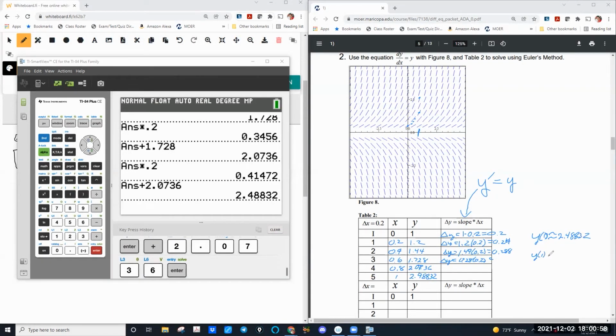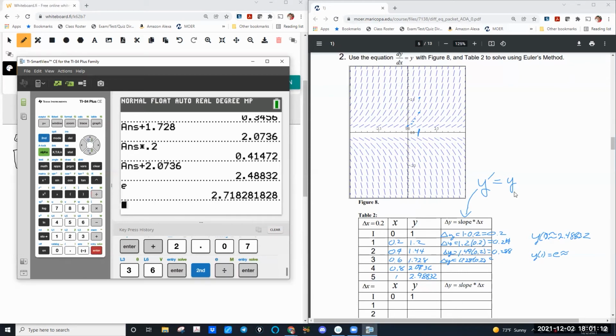Okay, we know the actual answer. We know y of 1 is e because we know what the solution was. And don't feel like you have to memorize it. There's no reason you're going to have to memorize e, but if you don't know it, you can always put it in the calculator. e is about 2.718282. Let's just stop there. So clearly our estimate was lower.